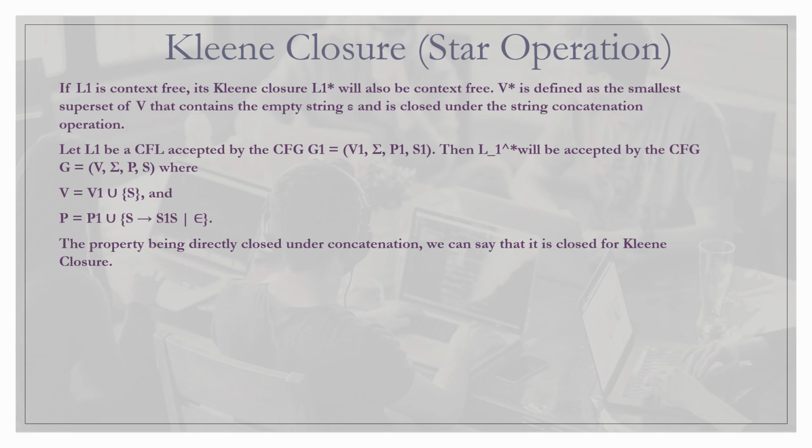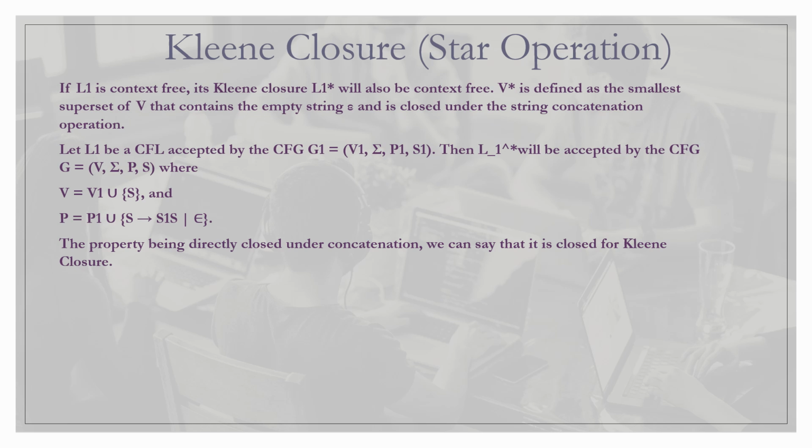The last property as per the scope of our video following the closure property is Kleene closure, or popularly known as star operation. What is Kleene closure? If V star represents Kleene closure, then it can be defined as the smallest superset of V that contains the empty string epsilon and is closed under the string concatenation operation.